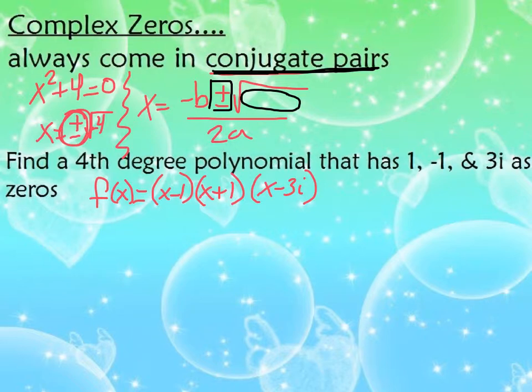So sometimes you have to use your head a little bit and say, oh wait, 3i was a factor. That must mean that negative 3i was also a factor, because they come in conjugate pairs. So if negative 3i was a zero, then I'd have x plus 3i as my last factor. Now it's a 4th degree polynomial. I do want you to clean that up and make that look like a nice polynomial that I would give you. So let's do FOIL on these first two.